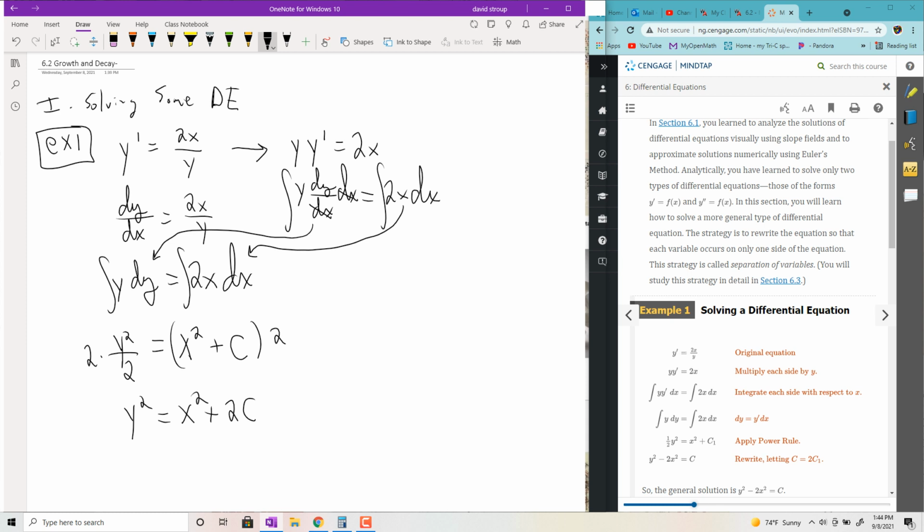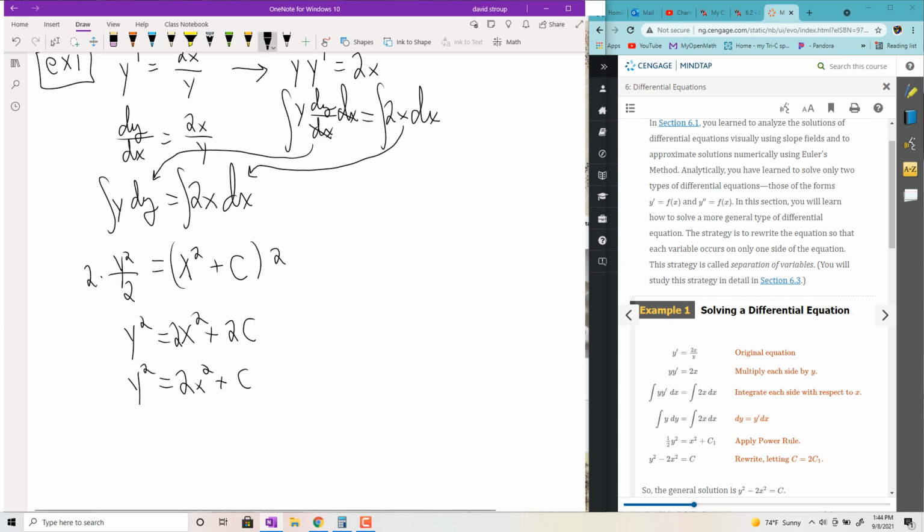This constant will absorb any other constant that gets multiplied. It wouldn't absorb a variable, but it will absorb this 2. And I lost a 2 there, sorry. We're going to rewrite it as y squared equals 2x squared plus c. Technically you should label this as a different c value, but ultimately you'll just end up with this c, so it doesn't matter too much if you're not worried about being perfect.